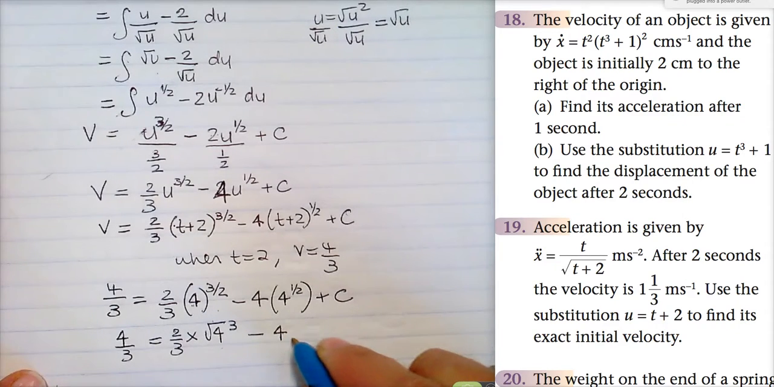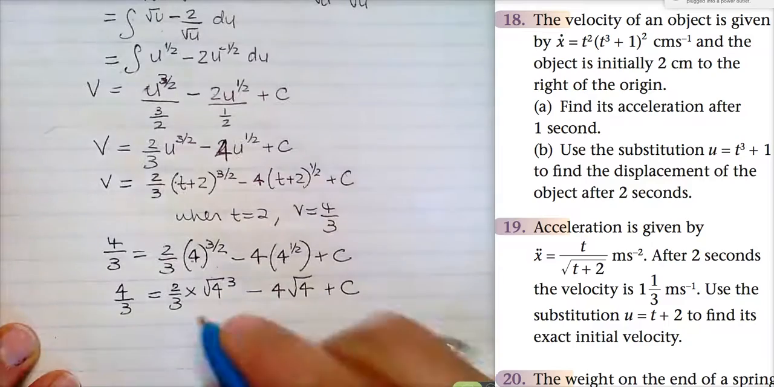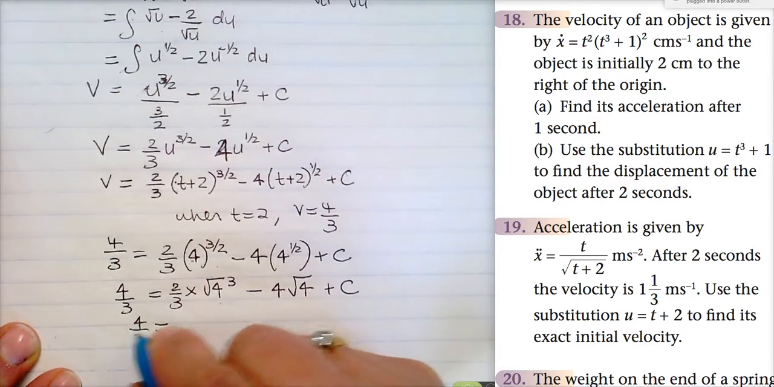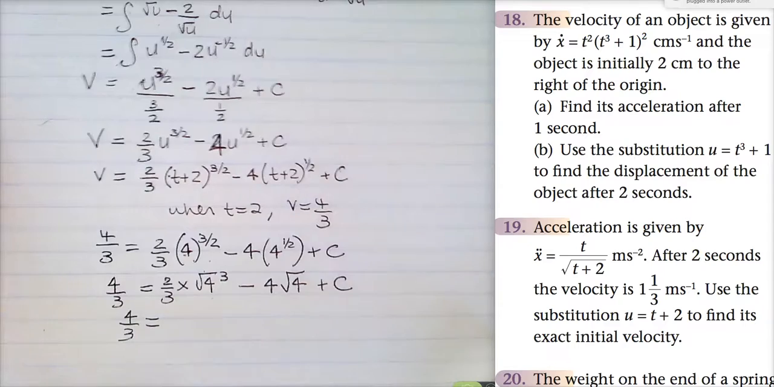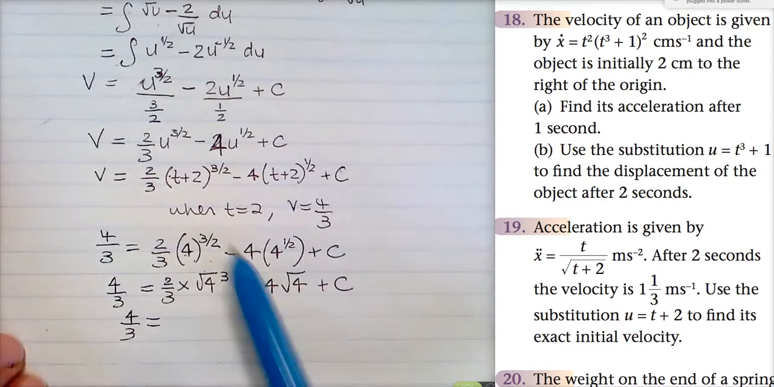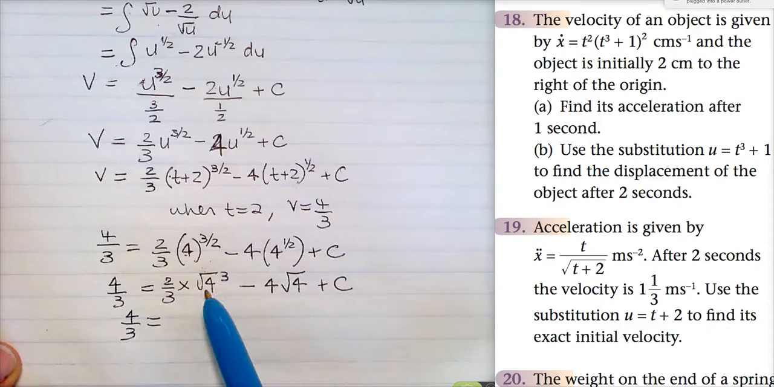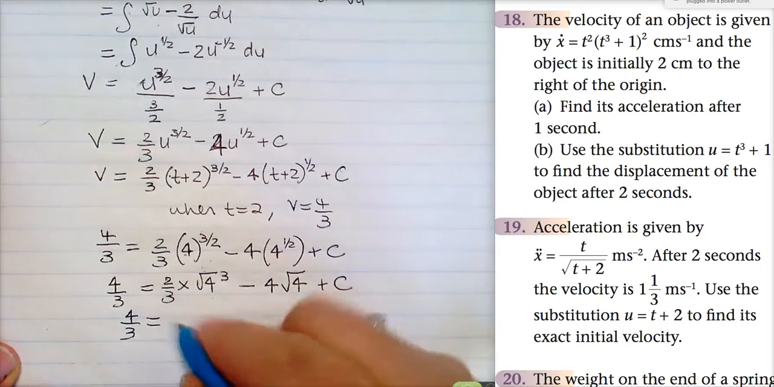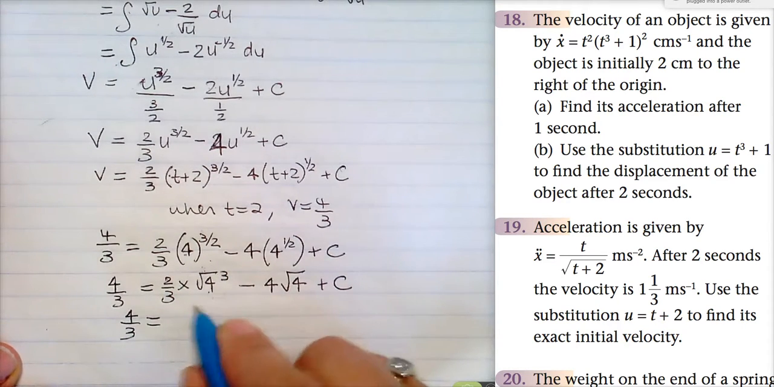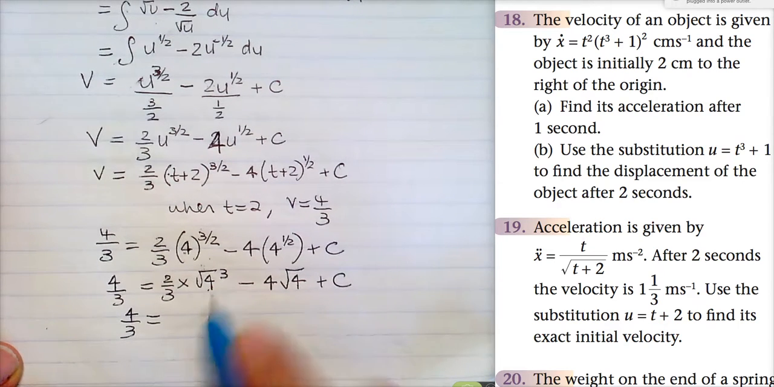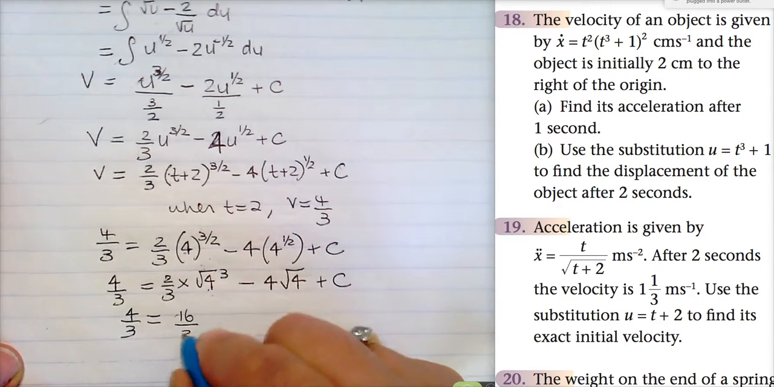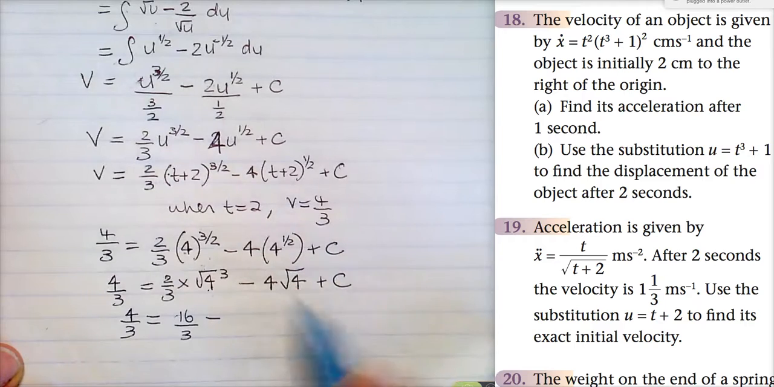What's 4 to the half? Square root of 4. Look, I'm just really worried that if you start pulling out your calculator and put it in incorrectly, you lose a mark. You should be practicing this all the time. 4 to the power of 3 on 2 is the square root of 4 cubed. So it's 2/3 times 8, which is 16 on 3. And 4 times 2 is 8.